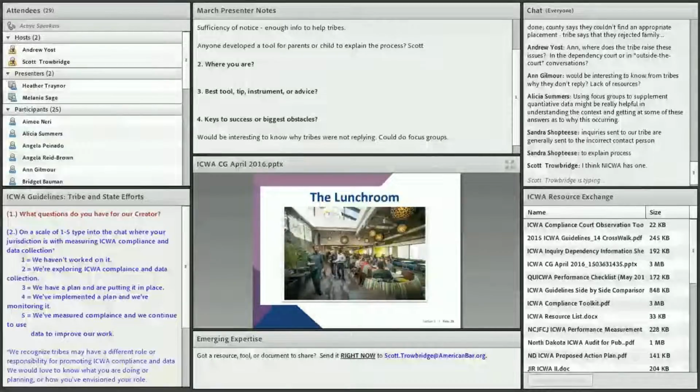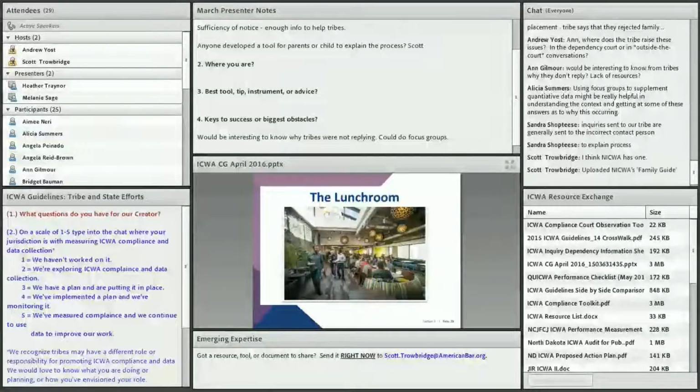Gotcha. We have about another minute or so in the open format here. I'm wondering, Dr. Summers, you mentioned using focus groups to supplement quantitative data. Maybe that's just because I drank the Dr. Summers data Kool-Aid, and it makes sense to me, but do you want to unpack that idea just a little bit?